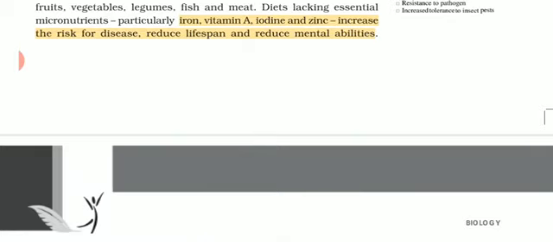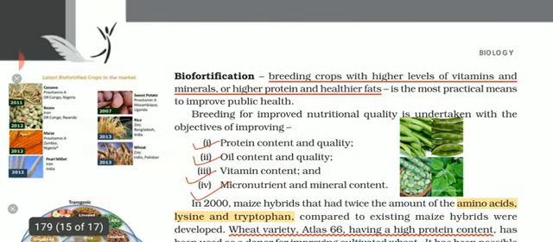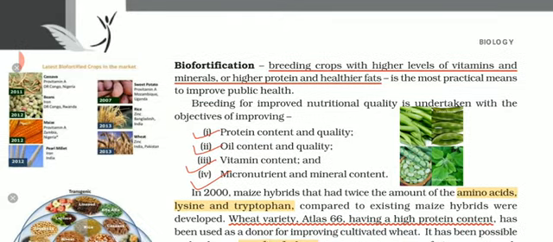So let's start with our topic, very interesting, biofortification. Scientists or breeders, we can say, have incorporated higher levels of vitamins, minerals, proteins, and healthier fats. Note down everyone, healthier fats. There are two kinds of fats, saturated and unsaturated. You are studying this in chemistry also, that those fats which are healthier, which can be easily digested in our body, are called healthy fats.